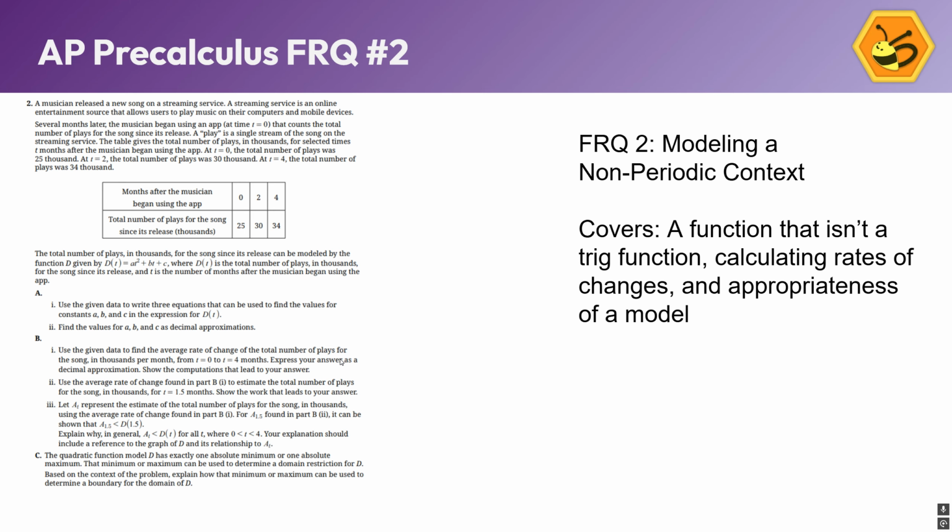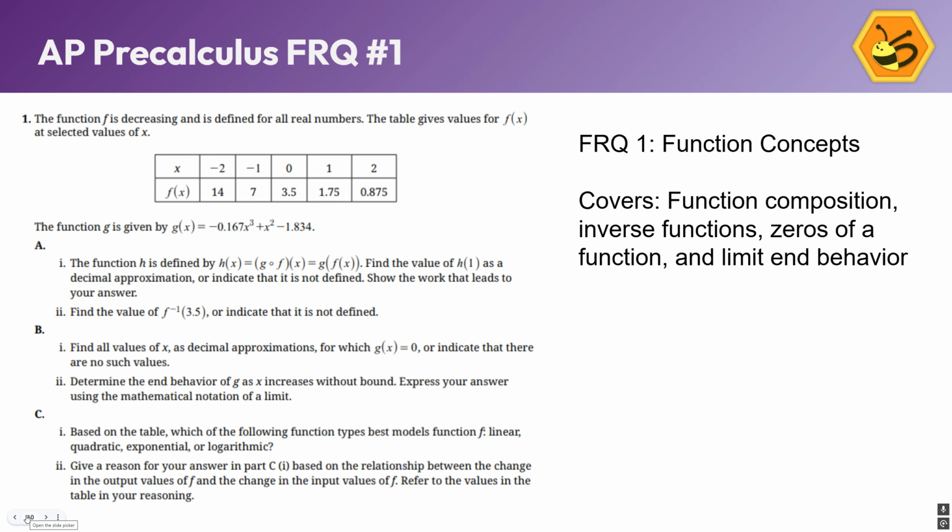FRQ2 is modeling a non-periodic context, or pretty much using a calculator to make a regression to figure out your A, B, and C. And it's a function that isn't a trig function, and you're going to be calculating rates of change and appropriateness of models. So these first 2 FRQs you get a calculator for.